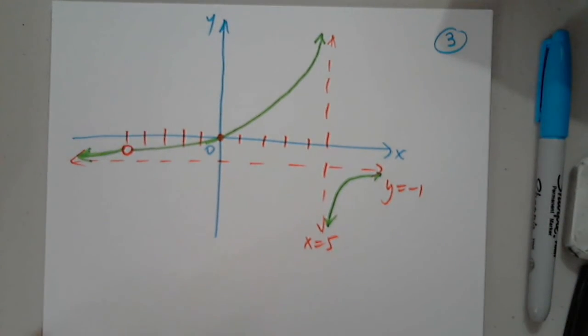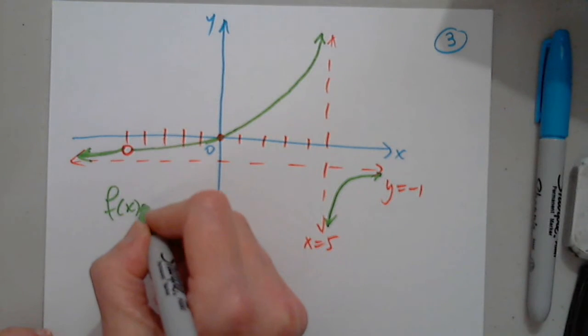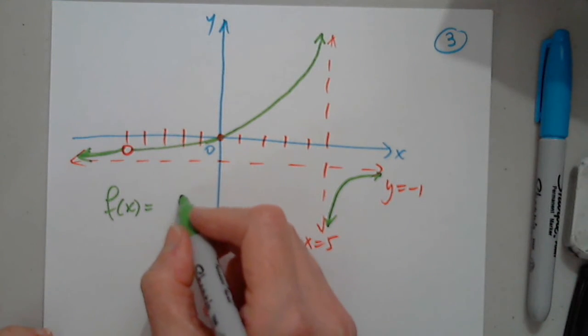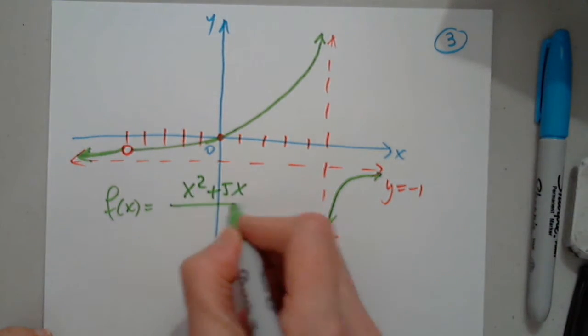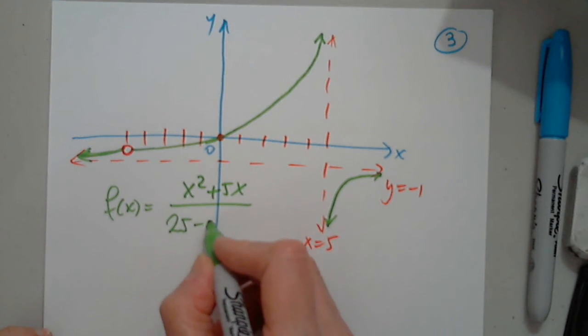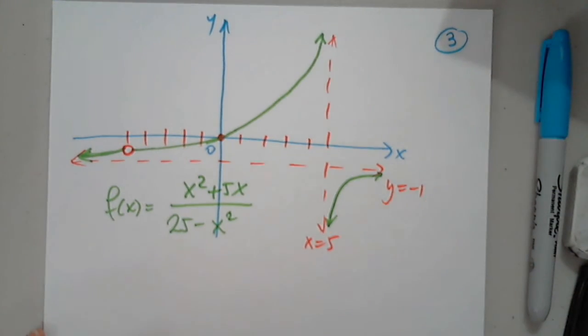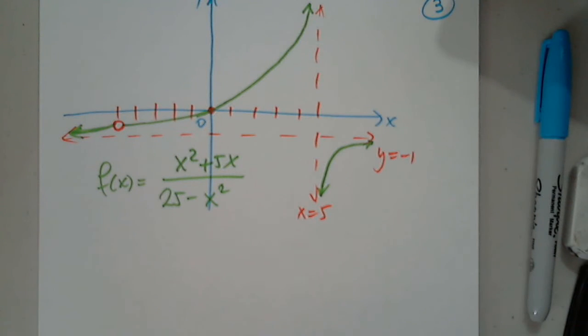Good. This is it. So this is f of x, which is x squared plus 5x over 25 minus x squared. Good problem. Thank you. Next question.